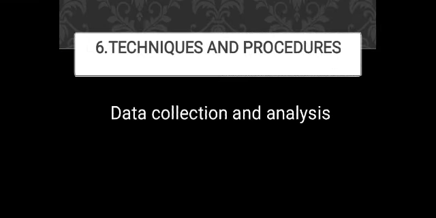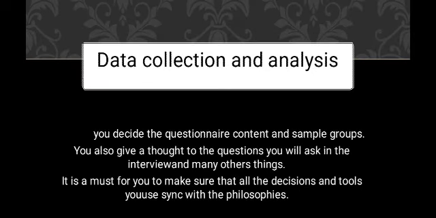Now moving on to the sixth layer of the research onion, which is techniques and procedures. Layer 6 of the research onion gives us a fine idea of the practicalities of data collection and analysis. In this section of the research onion, we decide the questionnaire content and sample groups. You also give a thought to the questions you will ask in the interviews.